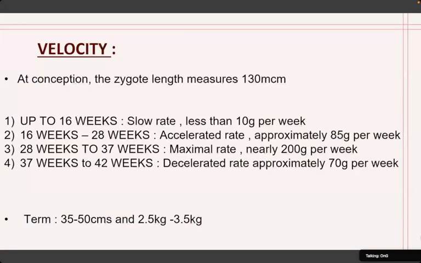Okay, to touch on the velocity of growth, at conception, the zygote length measures around 130 micrometers. It multiplies in its length and weight several times to reach the size of 35 to 50 centimeters and 2.5 to 3.5 kgs at term.